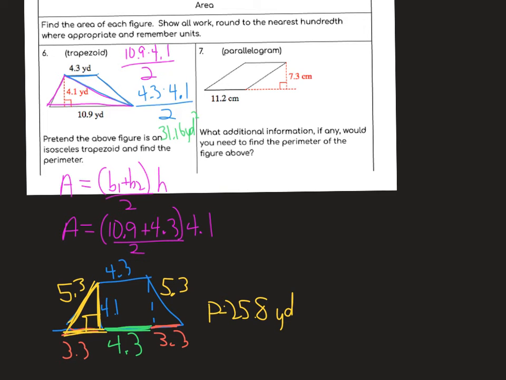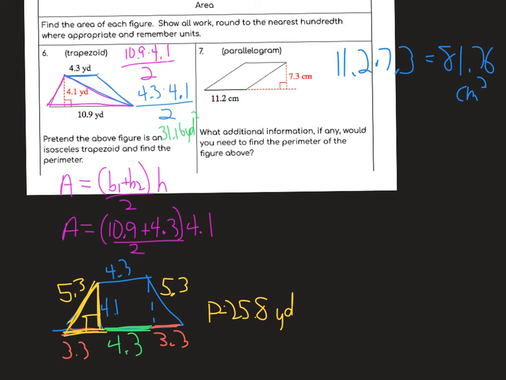All right, parallelogram. So for a parallelogram, we just do base times height. So we just do 11.2 times 7.3. So let's put that in my calculator. 11.2 times 7.3. And I got 81.76. And that is in centimeters squared.